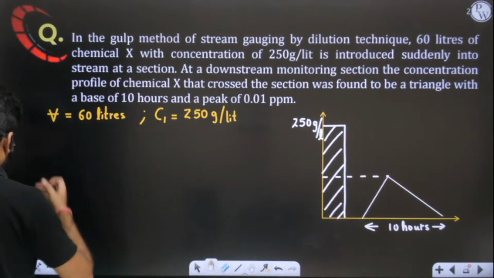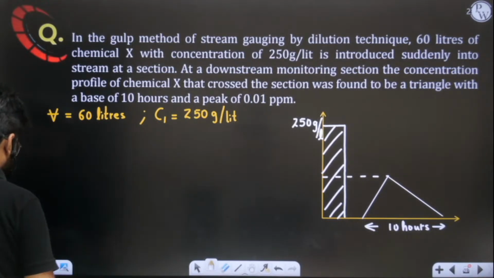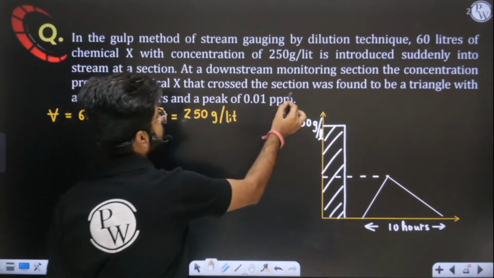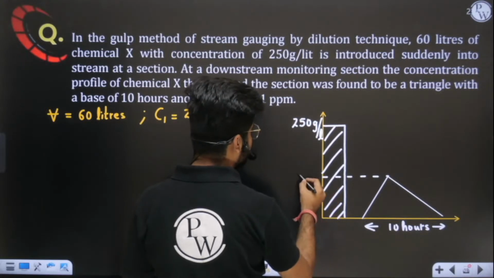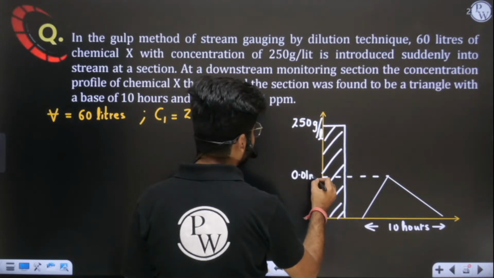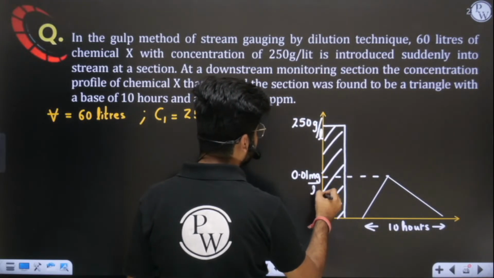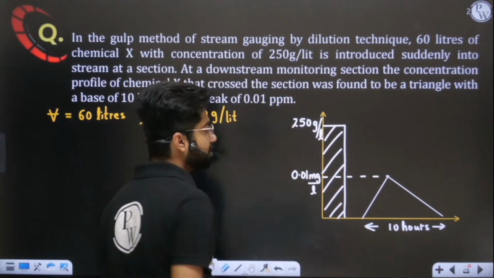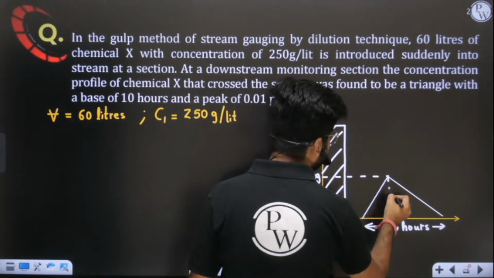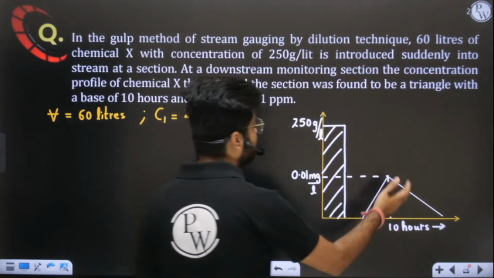Okay, so C2 will be 0.01 ppm. ppm means milligram per liter. You all know this. ppm means milligram per liter. So this is 0.01 milligram per liter. This is gram per liter. This is milligram per liter. Okay, so I hope this thing is clear. Now what you have to do, you have to find area.